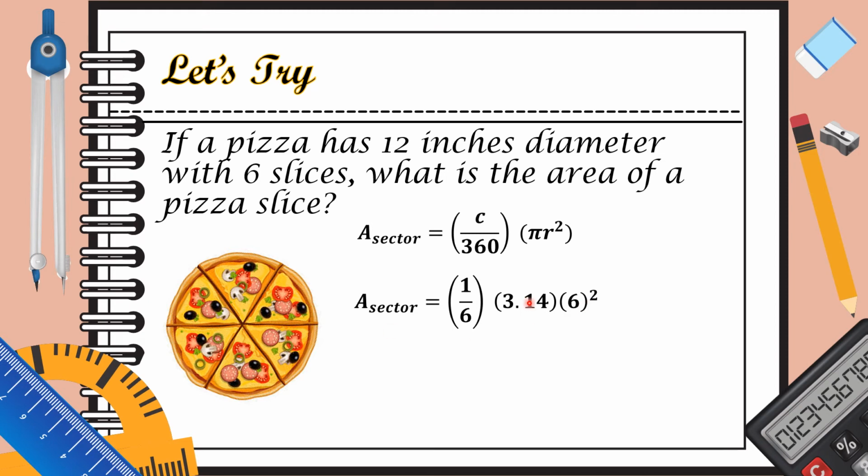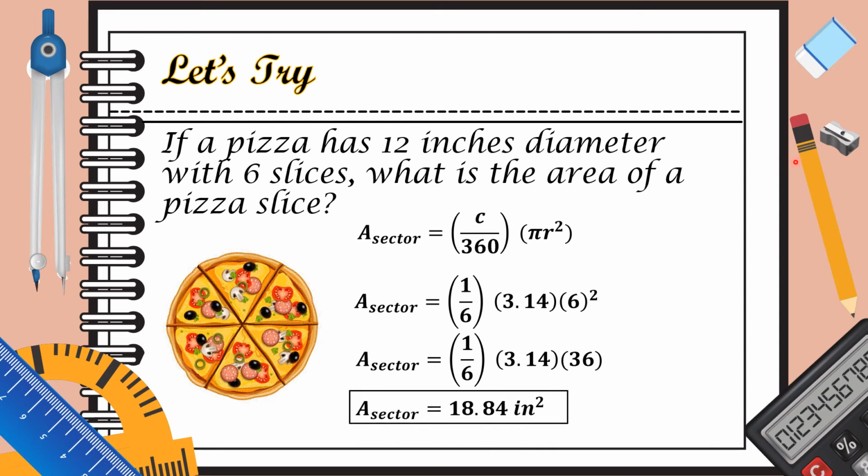So, 3.14 is yung pi natin. Yung r is the radius squared. So, 1 over 6. So, 6 squared is equal to 36 times 3.14 times 1 over 6. So, that is equal to 18.84 square inches.